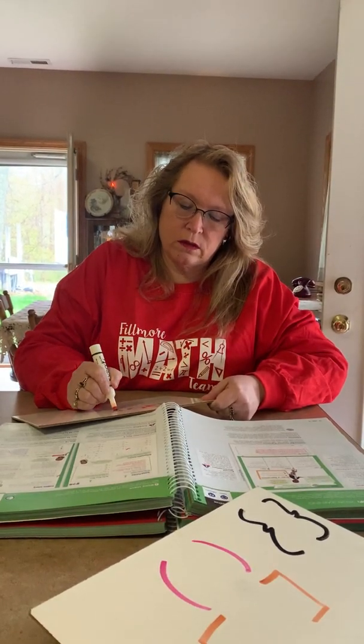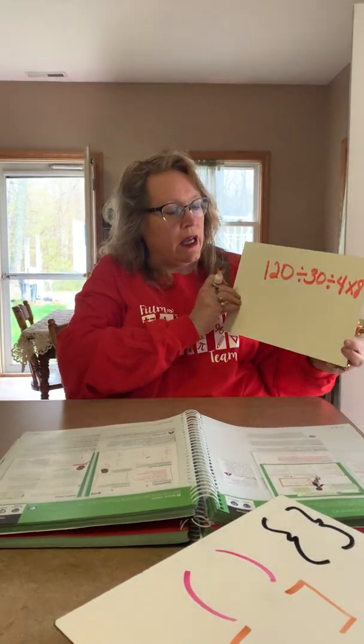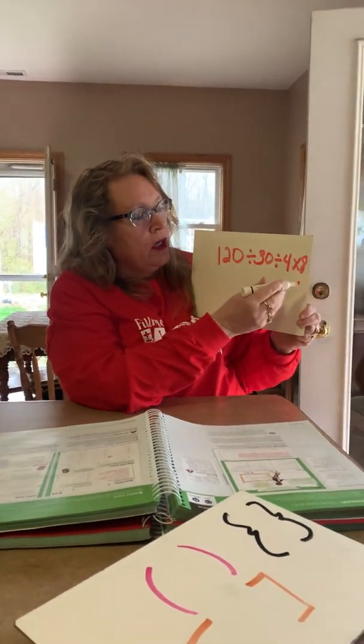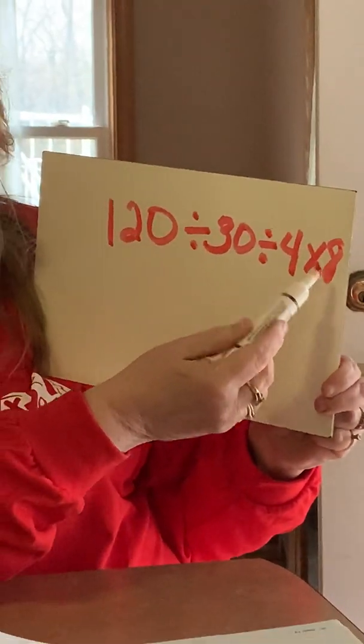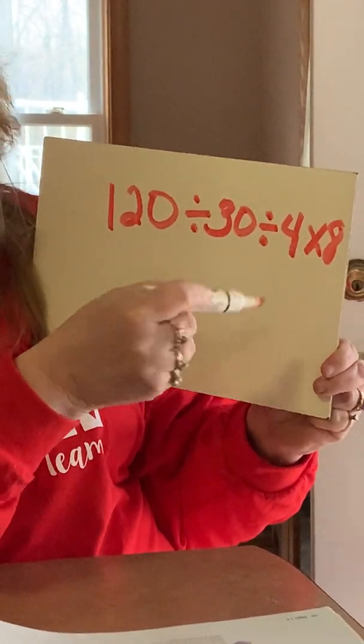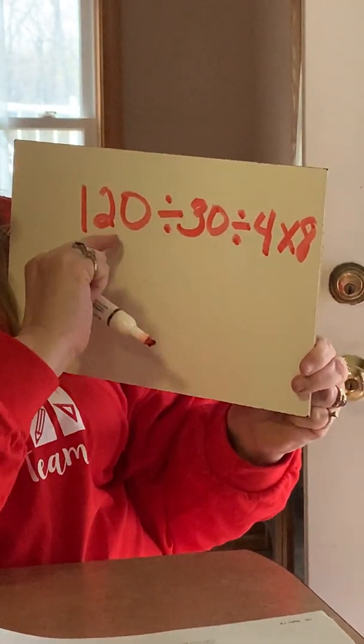oh, here we go. 30 divided by 4 times 8. Okay, that's kind of over there to the side. But if you've got this problem here, you're going to look, and there's only 2 different kinds of operations. I just put division and multiplying, no parentheses. So you're going to do whichever one comes first, left to right. And this one is the first one.